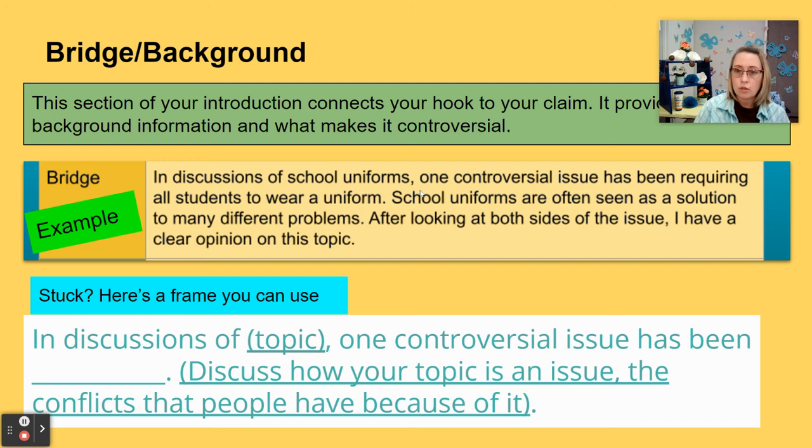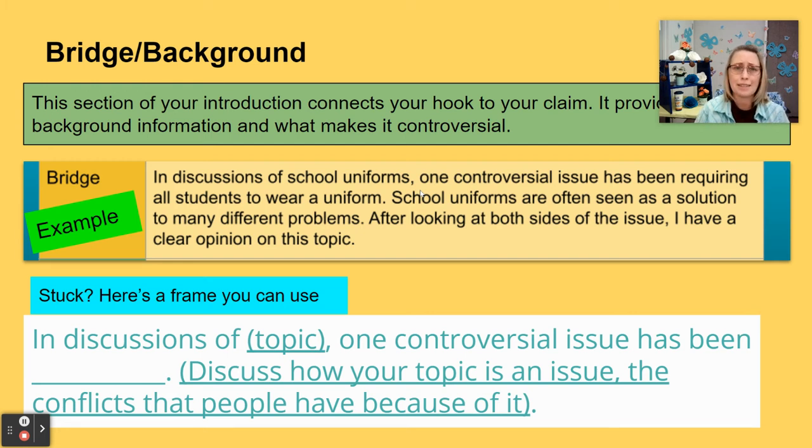So I have an example here for you on school uniforms again, where I simply say, in discussions of school uniforms, one controversial issue has been requiring all students to wear a uniform. School uniforms are often seen as a solution to many different problems. After looking at both sides of the issue, I have a clear opinion on this topic. I gave you this frame to help you.